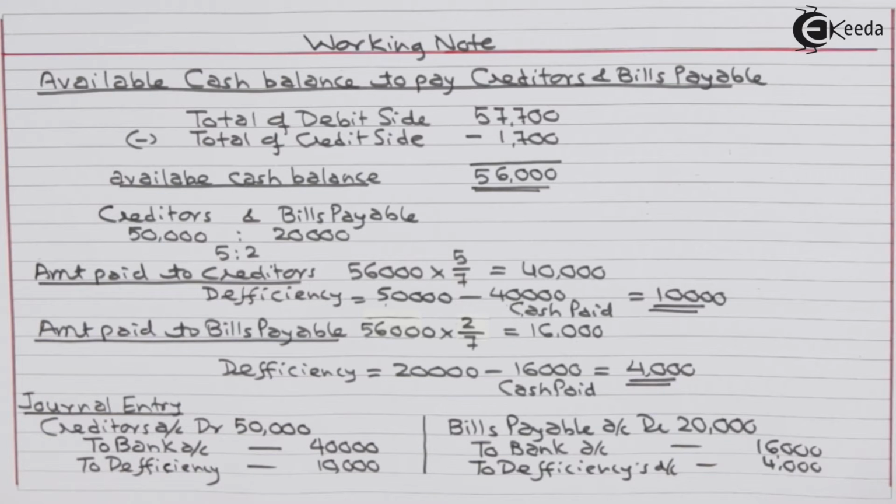Let us understand journal entry. For payment to creditors, creditors account debit 50,000 book value. Amount paid to bank 40,000. Amount remain unpaid to deficiencies account 10,000. In case of bills payable account debit 20,000 to bank for amount paid 16,000. Amount remaining unpaid to deficiencies account 4,000.